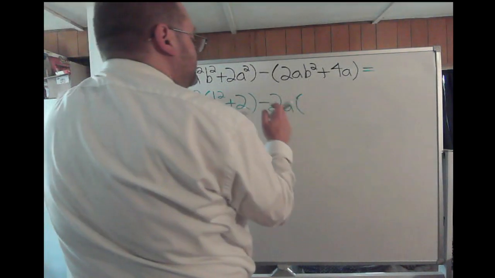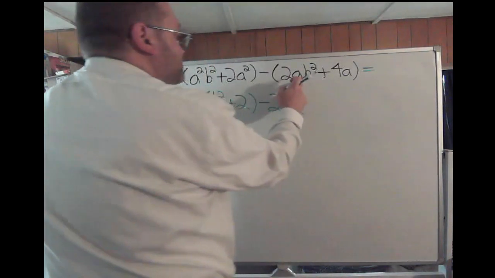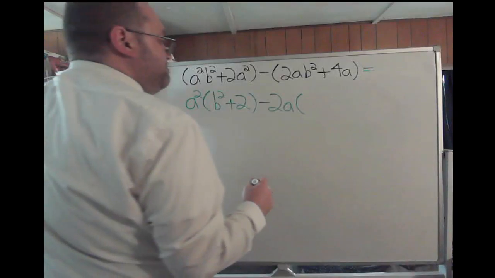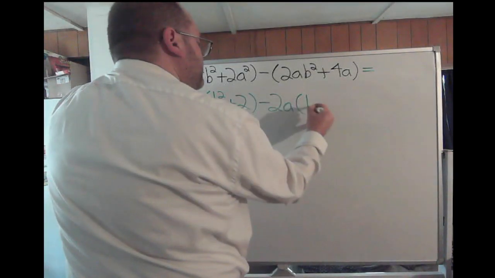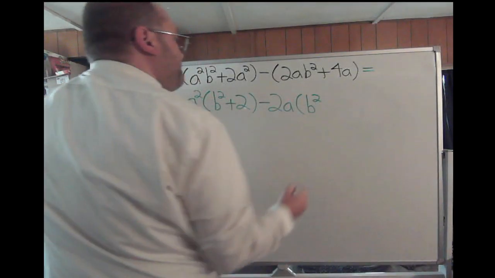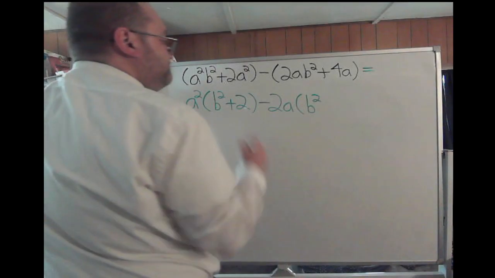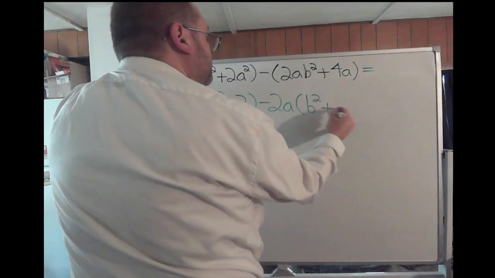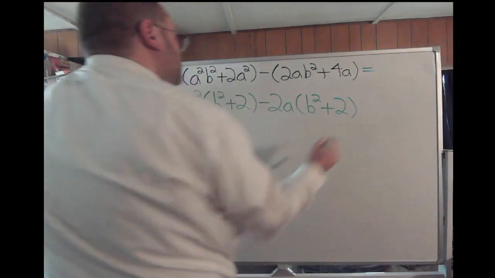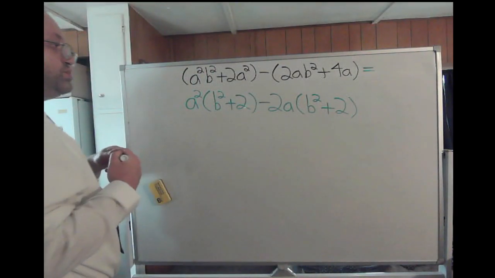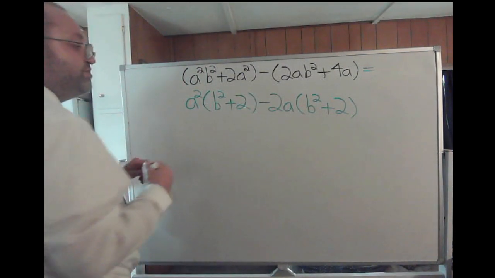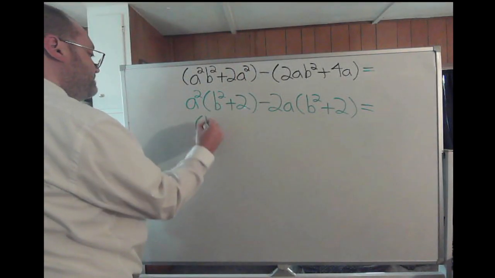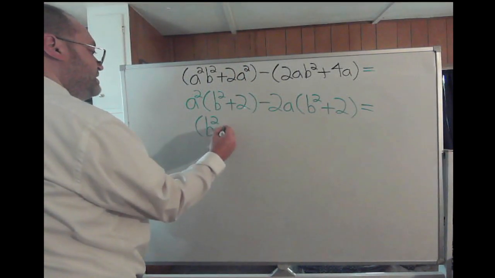In order to get 2ab squared, 2a times what equals 2ab squared? Well, that'd just be b squared. Now, 2a times what equals 4a? Well, that'd just be 2. So what do you know? You got two terms with a common factor b squared plus 2. So factor out your b squared plus 2.